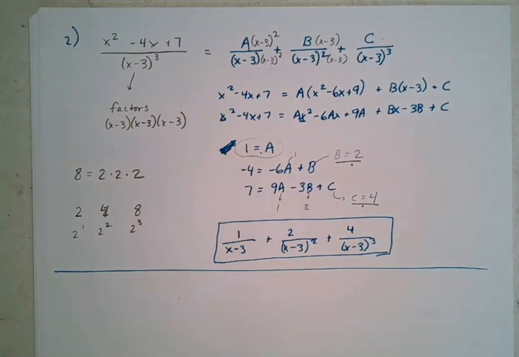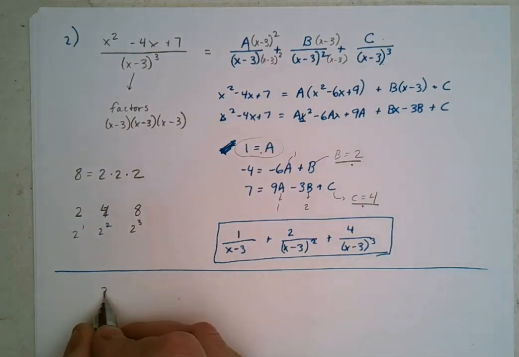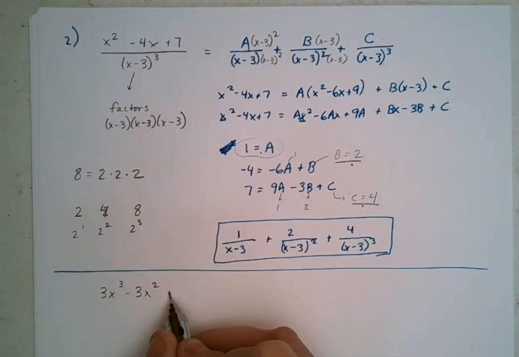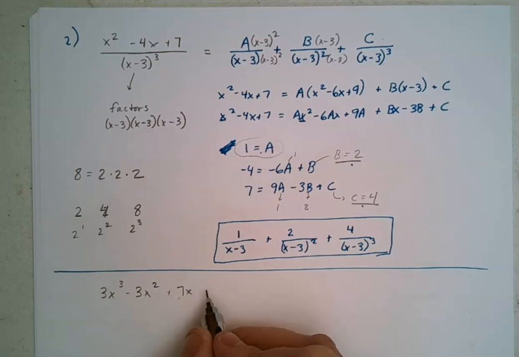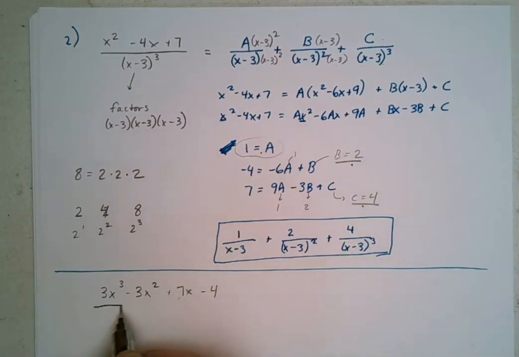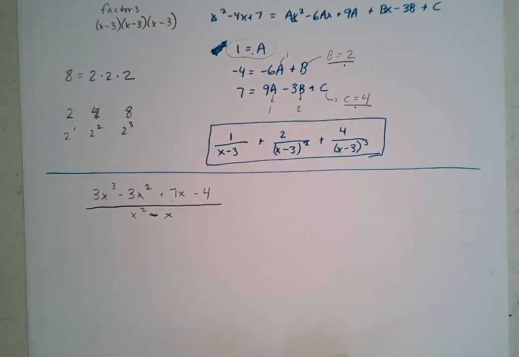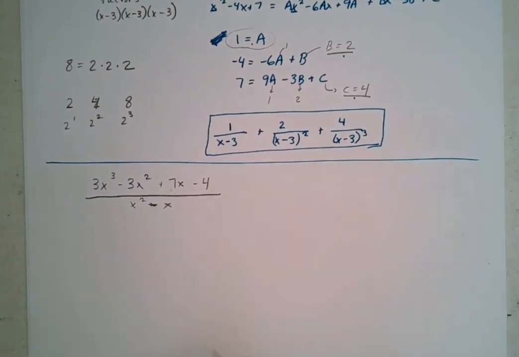A special case is every now and then we get something like this: 3x cubed minus 3x squared plus 7x minus 4 over x squared minus x. Okay? Now, this is a special case because the top is actually bigger than the bottom.